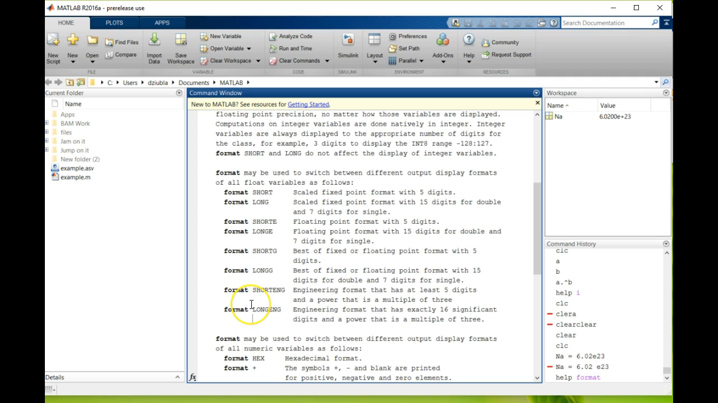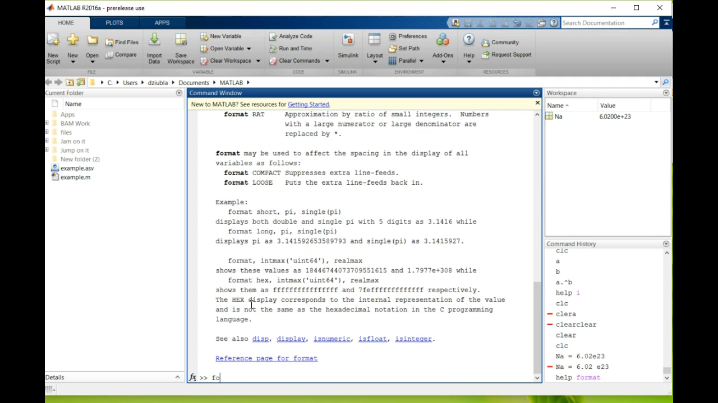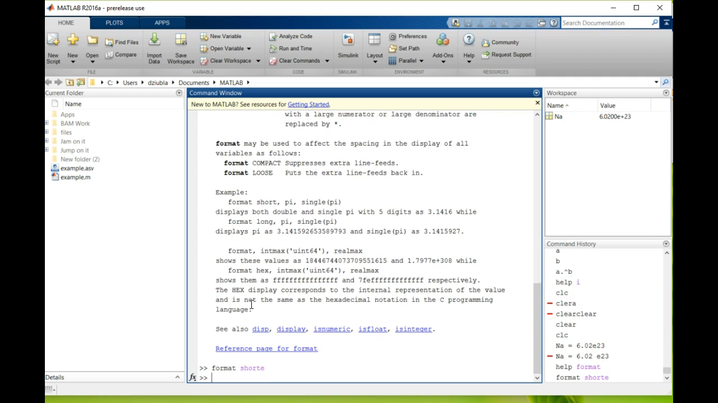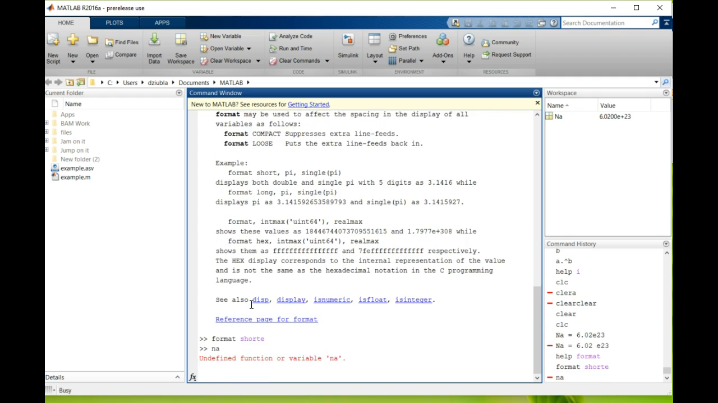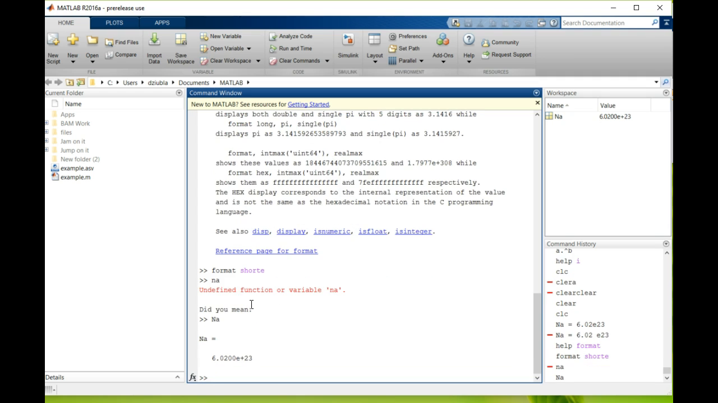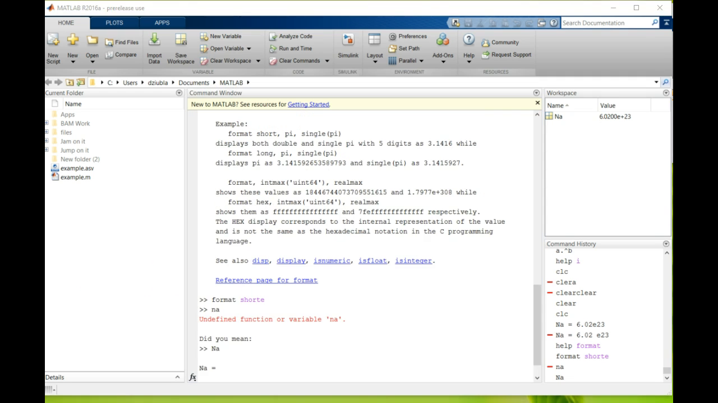So keep that in mind as well. These are very useful tools. So if you want, you can actually move to format short E, and now if we ever did anything like NA, it shows you the display and the output in the format that we've requested of it. So this is just a quick format change that you can make in Excel or in MATLAB to make it clear.